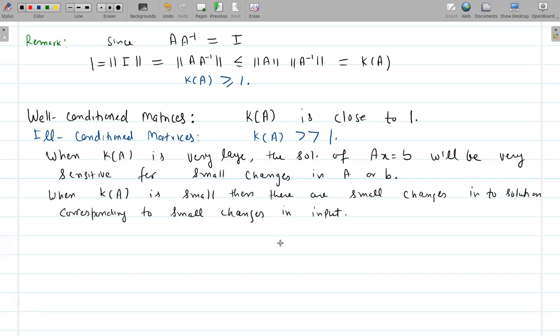So what is the condition number? It is norm of A multiplied by norm of A inverse, and if it is small, we say well-conditioned matrices, and well-conditioned matrices are not very sensitive to small changes. If you make small changes in, say, B, then there are small changes in the solution. But if the condition number is large, then the matrix will be very sensitive to small changes.